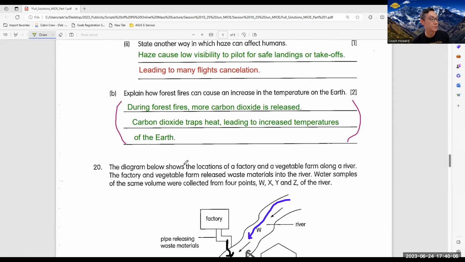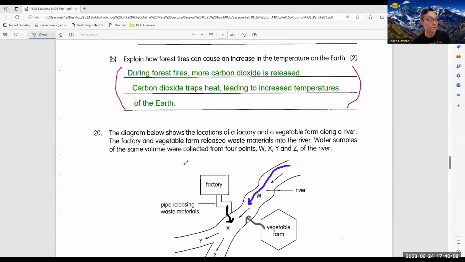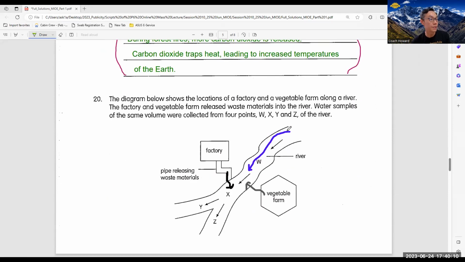Okay, next question. Question 20. I'd like to annotate this part to show the river flow. So the river flows from the north down to this part. So the direction of flow is this way.